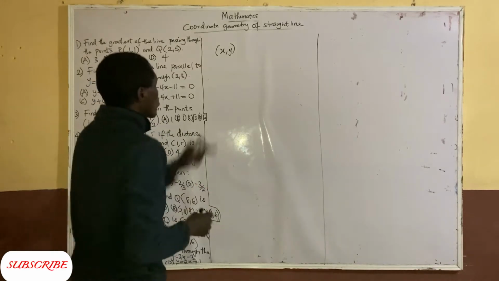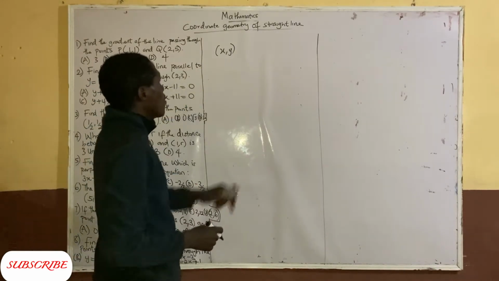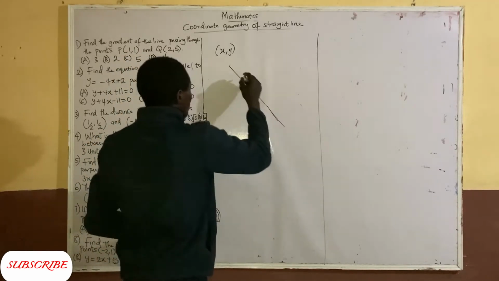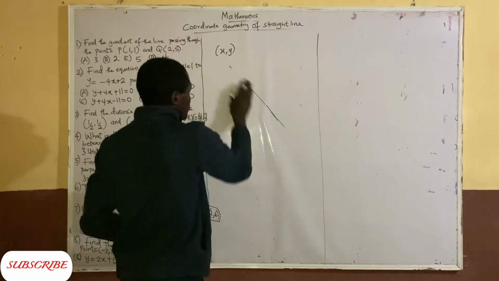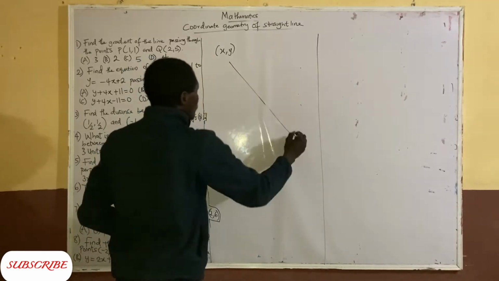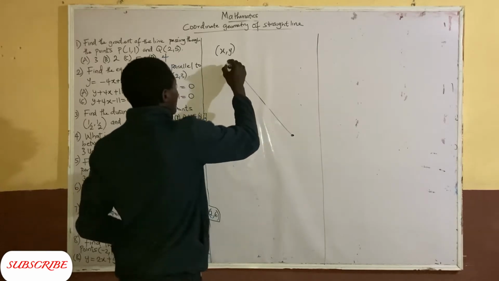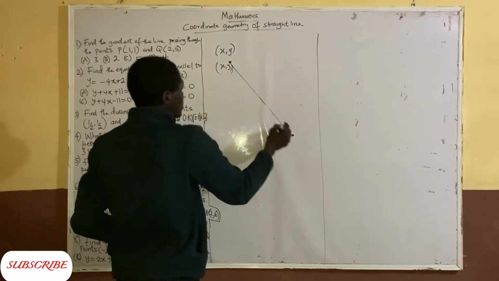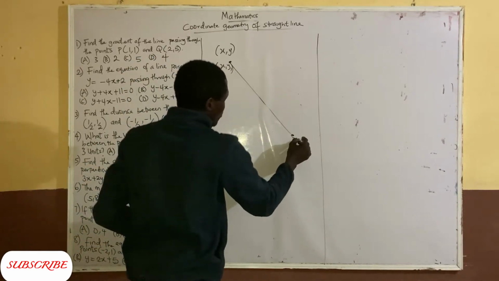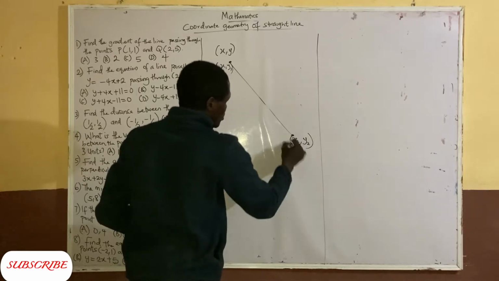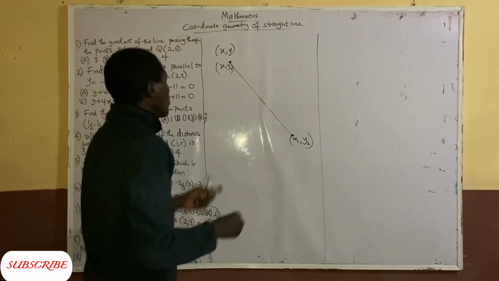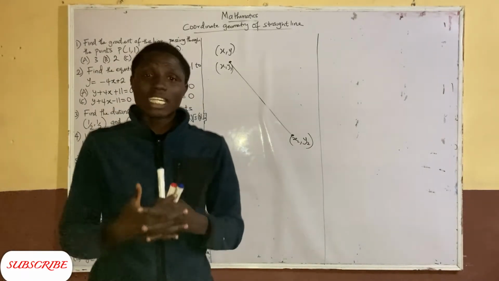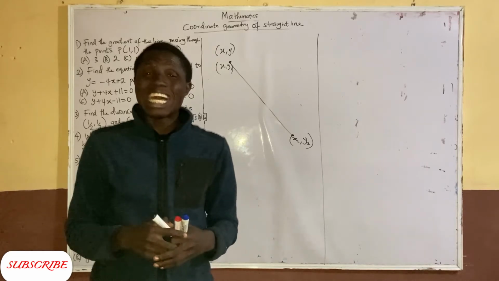Each point, which is called a coordinate, is represented by x, comma y. For instance, this is an example of a straight line having x1, y1 as the first coordinate, and x2, y2 as the second coordinate. This straight line can be represented on a graph. We can sketch out our straight line on a graph.